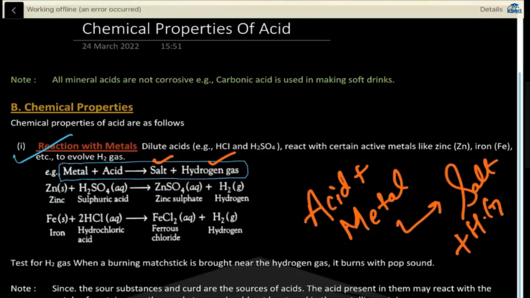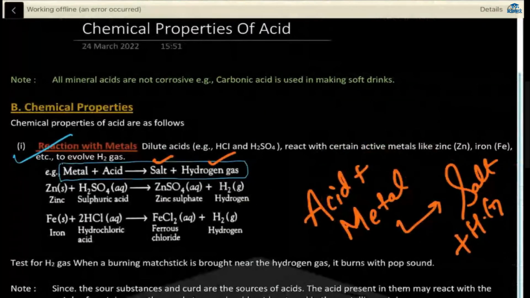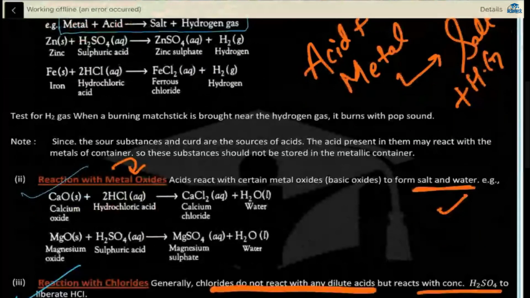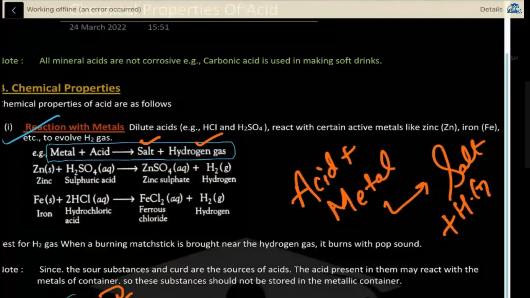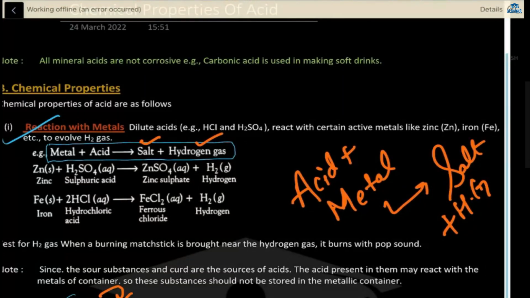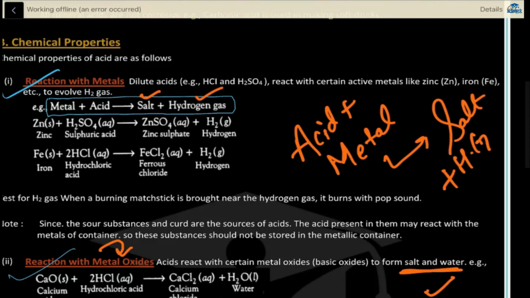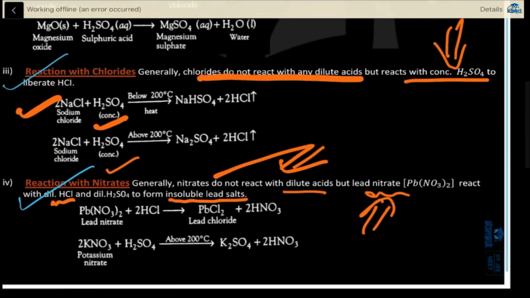So here we learned the various chemical properties. In the next we will learn the uses. The chemical properties of acids are this much only: first it will react with metal, second with metal oxide, third with chlorides and with nitrates. If acid reacts with metal, it forms salt plus hydrogen gas. With metal oxide, only one difference: it replaces hydrogen gas with water, so salt plus water. Next, chloride does not react with any dilute acid, it only reacts with concentrated H2SO4. What about nitrates? Nitrates also do not react, but only lead nitrate reacts.